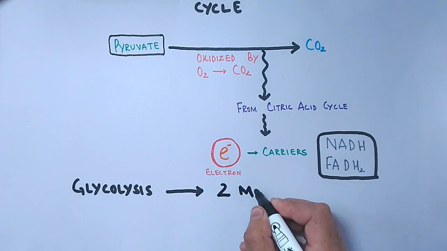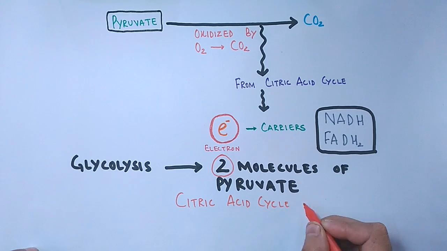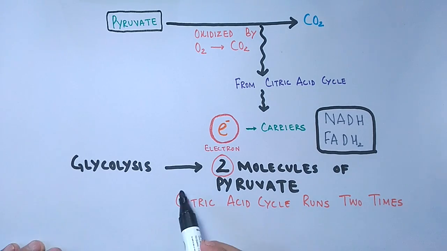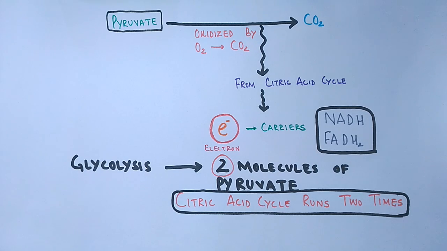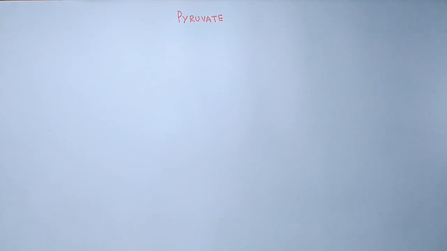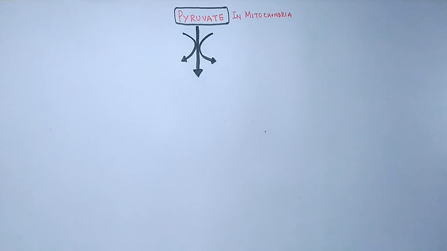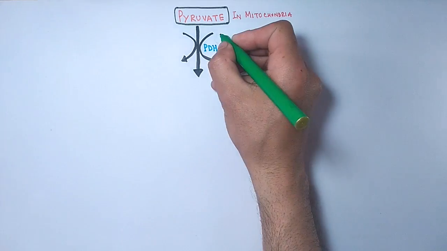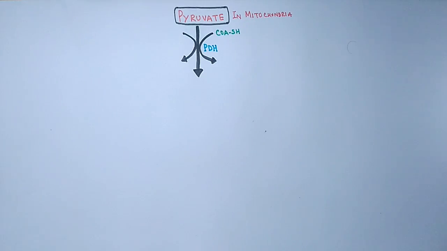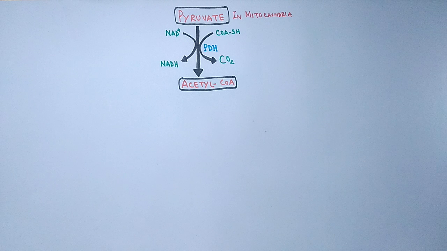Now let's start with the reactions first. From glycolysis, we get two molecules of pyruvate. That means we have to start with pyruvate molecule. And it must be noted that citric acid cycle runs two times in order to oxidize the two molecules of pyruvate. Then the pyruvate formed in the glycolysis is transported from cytosol across the mitochondrial membrane to the matrix. And after that, pyruvate in presence of PDH enzyme, that's pyruvate dehydrogenase enzyme, reacts with coenzyme A forming carbon dioxide and the intermediate acetyl coenzyme A. And also during the pyruvate dehydrogenase reaction, NAD is reduced forming NADH molecule.